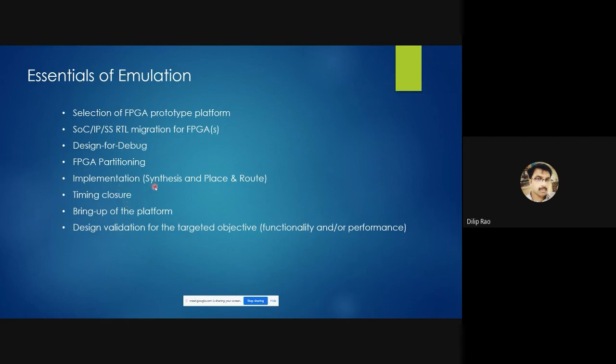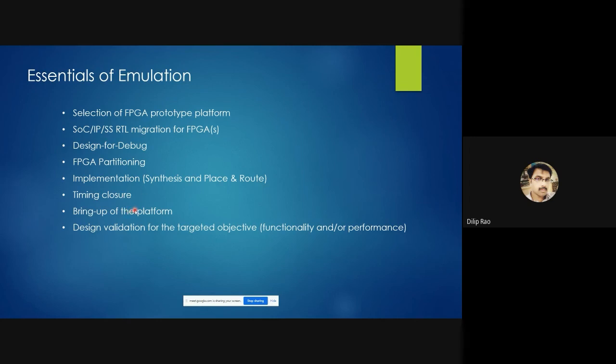Then you have implementation, synthesis, and place and route. So this is again a very wide, very deep subject. It discusses the complexities that we encounter during the synthesis stage, or maybe the place and route stage. We need to be able to solve those specific to the FPGA scenarios.